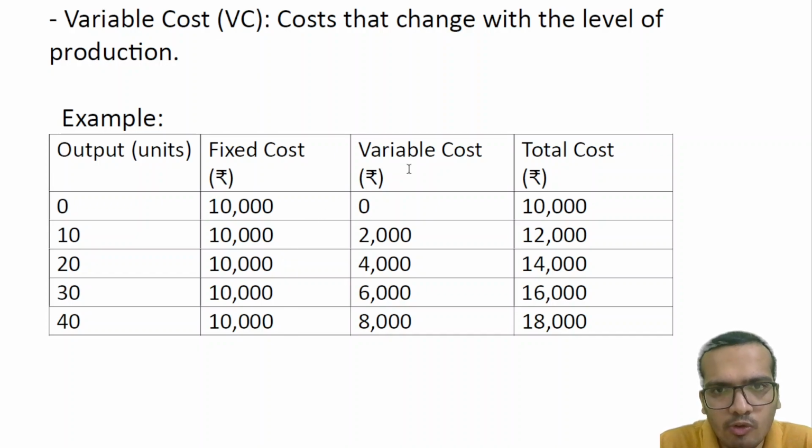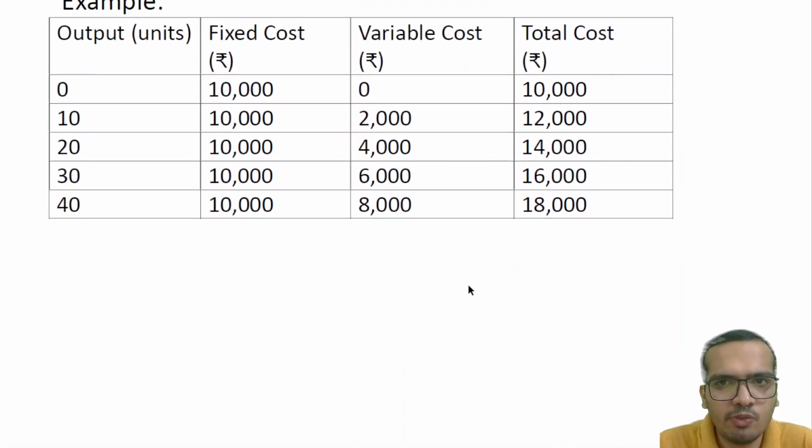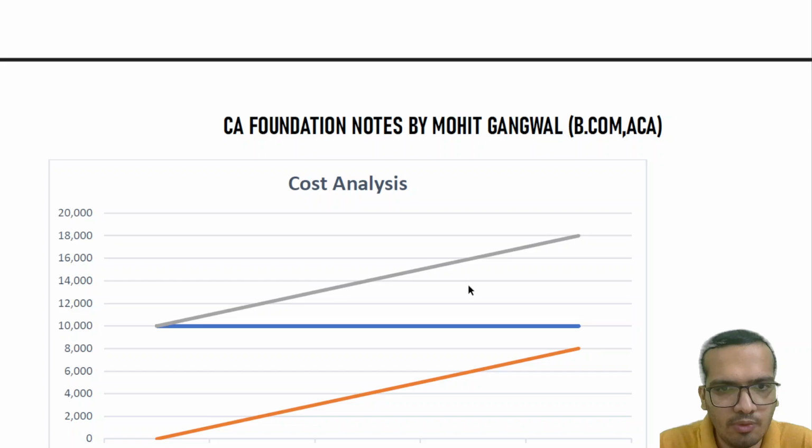And there is one more column for variable cost, which in the first case, since there is no output, is 0, and from the second onwards it is increasing based on the output, that is 2,000, 4,000, 6,000, 8,000. And total cost is nothing but the total of fixed plus variable, that is 10,000, 12,000, 14,000, 16,000, 18,000 and so on. Now I have tried to create a graph for a better visual presentation, which is as above.